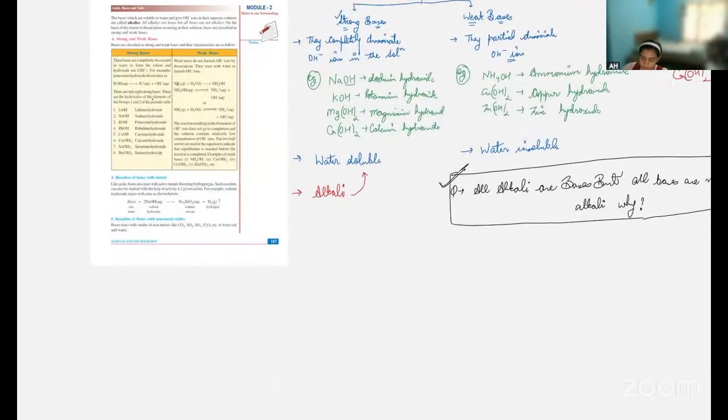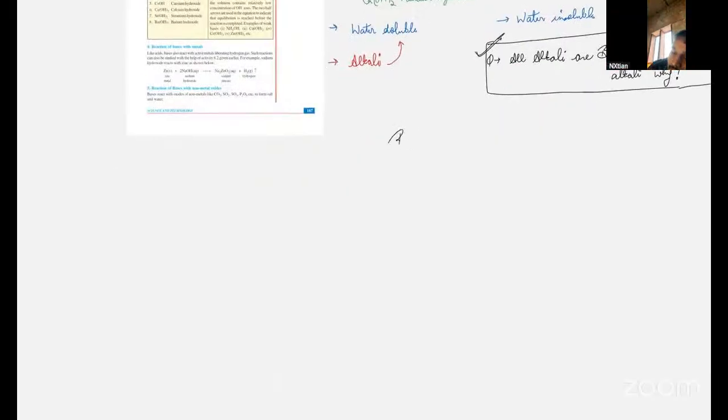Okay. Now the next heading: reaction of metals with bases. Reaction of metal with bases. So not all metals react with base, only some metals. So we have two metals.